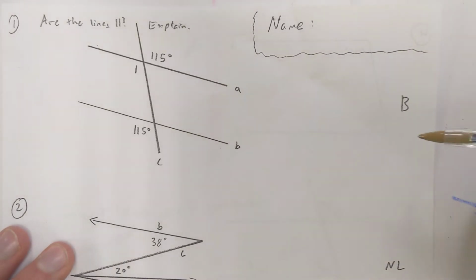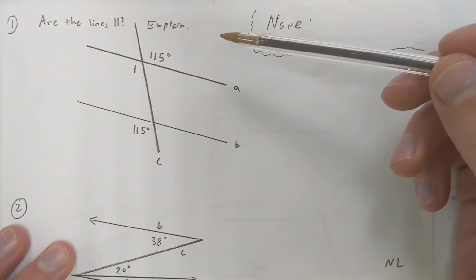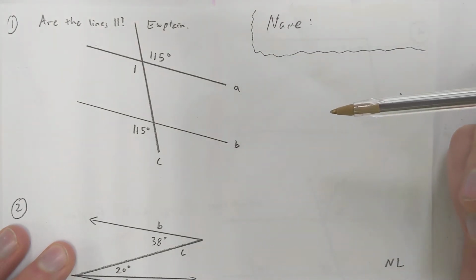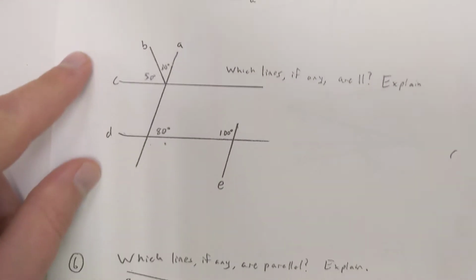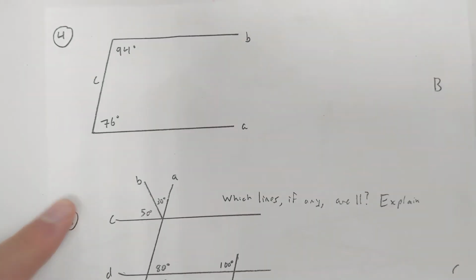All right. So, are the lines parallel? We've got to explain this. So, we're going to do a few examples here, and then you can flip it over to the other side of this, and this will be your homework. This side right here, 4, 5, 6.